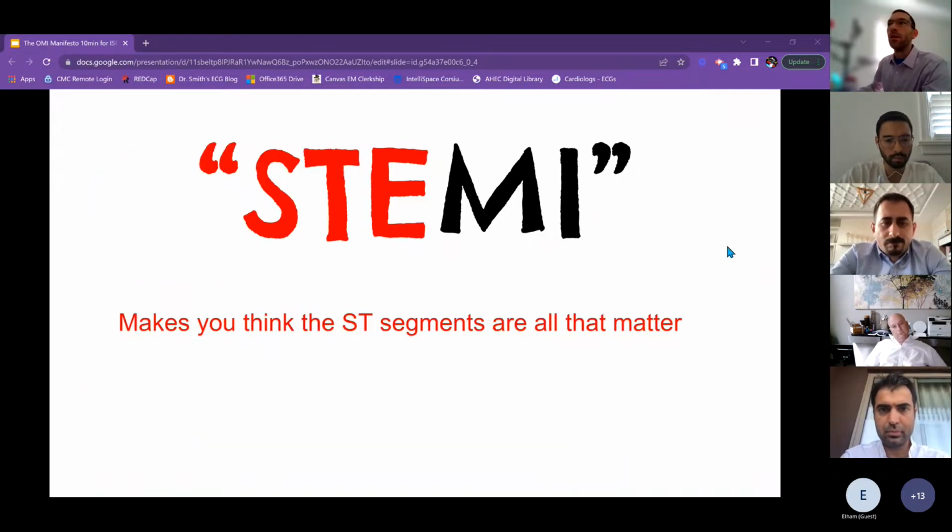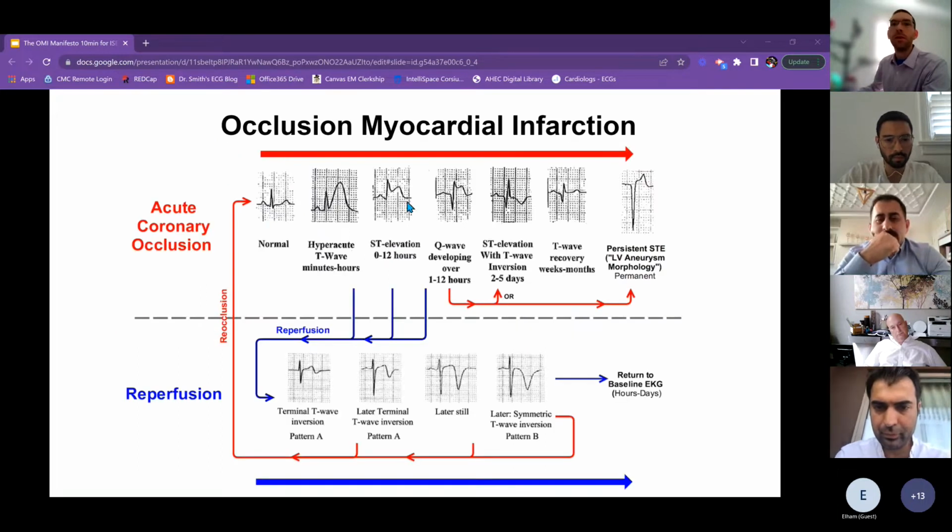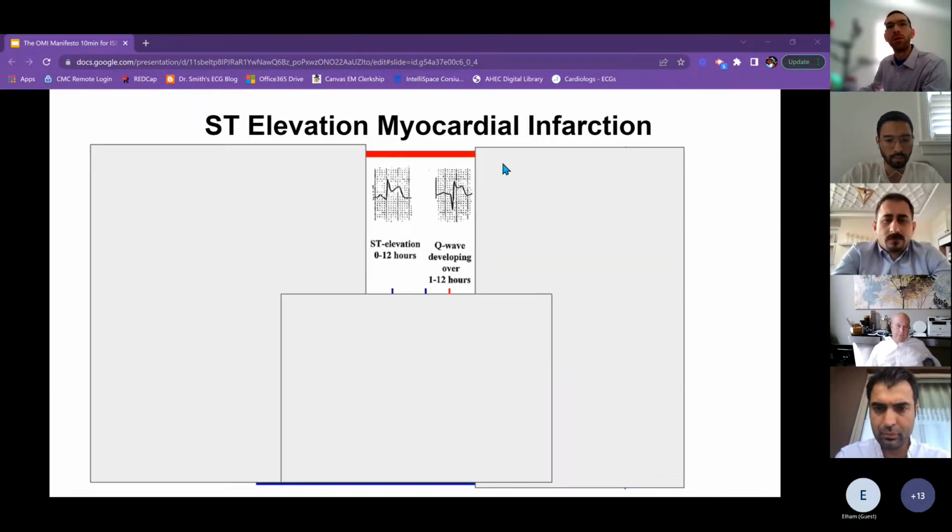If you ask me, it's all in the name. The name is the biggest part of the problem. The name ST elevation myocardial infarction makes us think that the ST segments are all that matter. It's the only thing in the whole name of the disease. So instead of learning the full sequence of EKG findings of occlusion and reperfusion, our minds are restricted to just knowing this, ST elevation and Q waves. That's all that is mainly taught in places other than conferences like this, right?